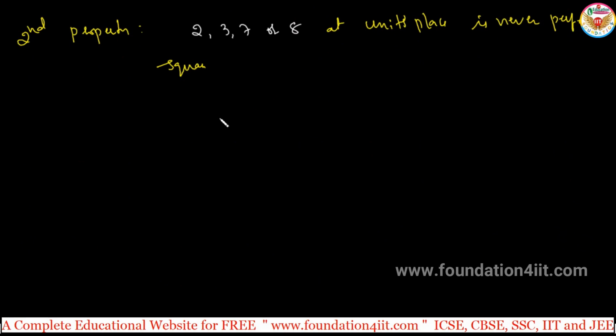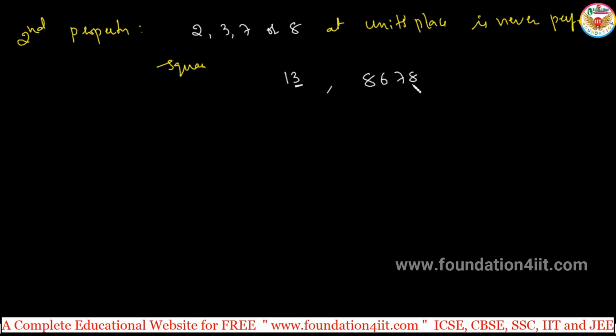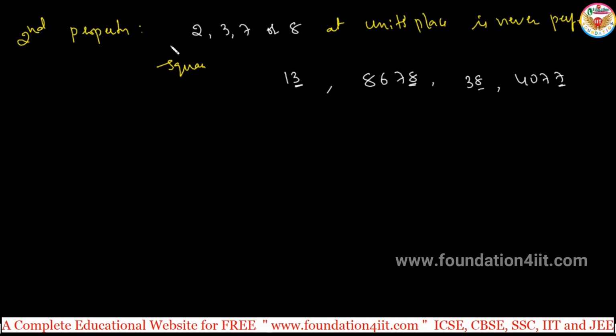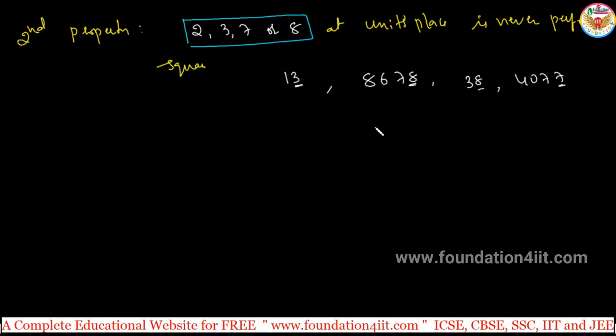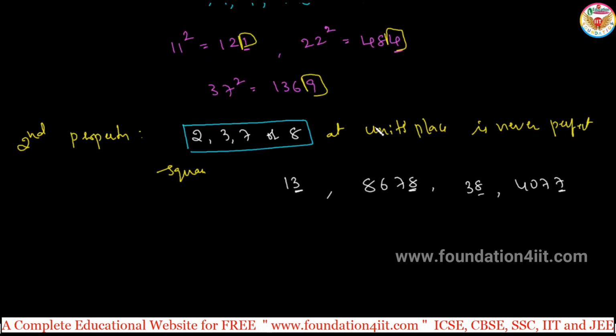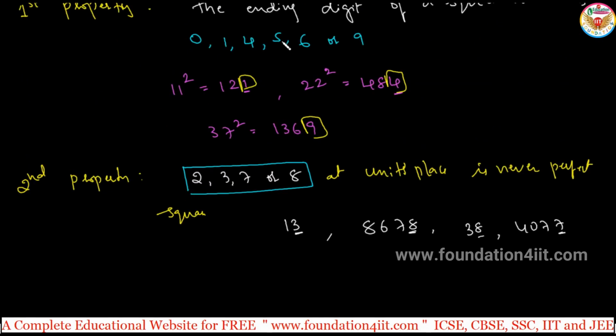Okay, for example, none of the following numbers is a perfect square. I wrote 13, 3, so it can never be a perfect square. Any number you can write, 8, 6, 7, 8, I wrote, 8 is in the units place. Even 38 or 4077, 7 is the units place. If you write any number with units place among these digits, it can never be a perfect square. Square of any number, you'll never get 2, 3, 7 or 8. Out of 10 digits, 6 digits are possible, these 4 are not possible.